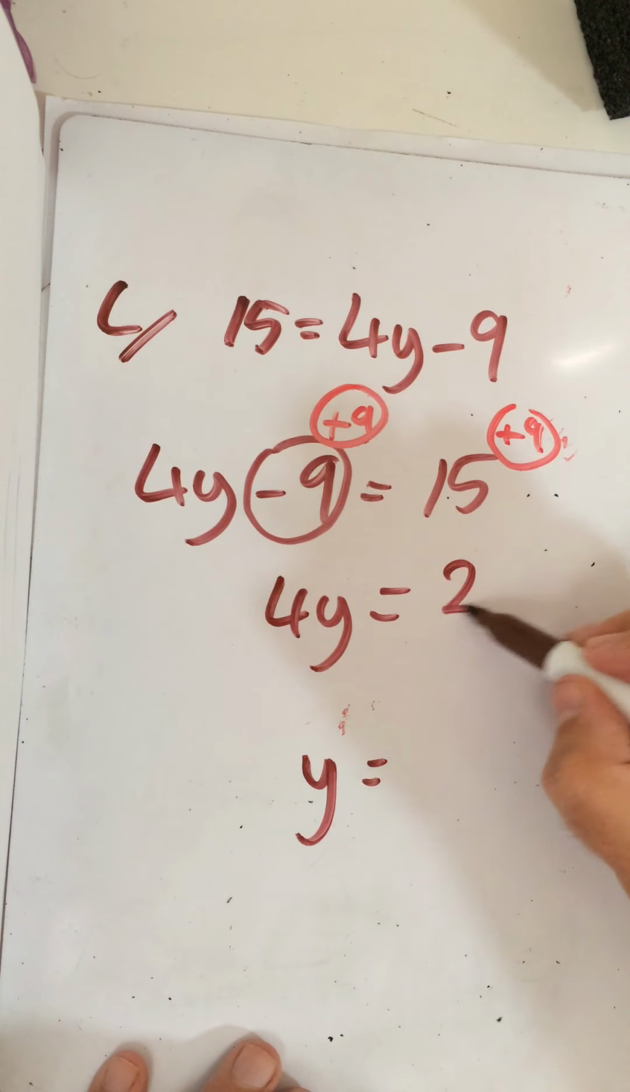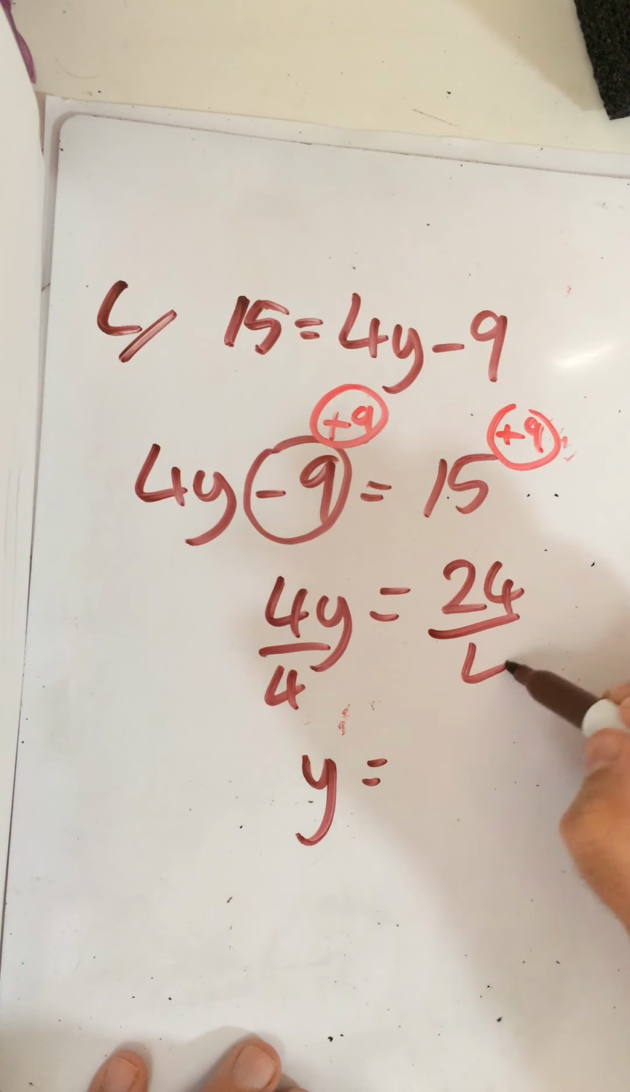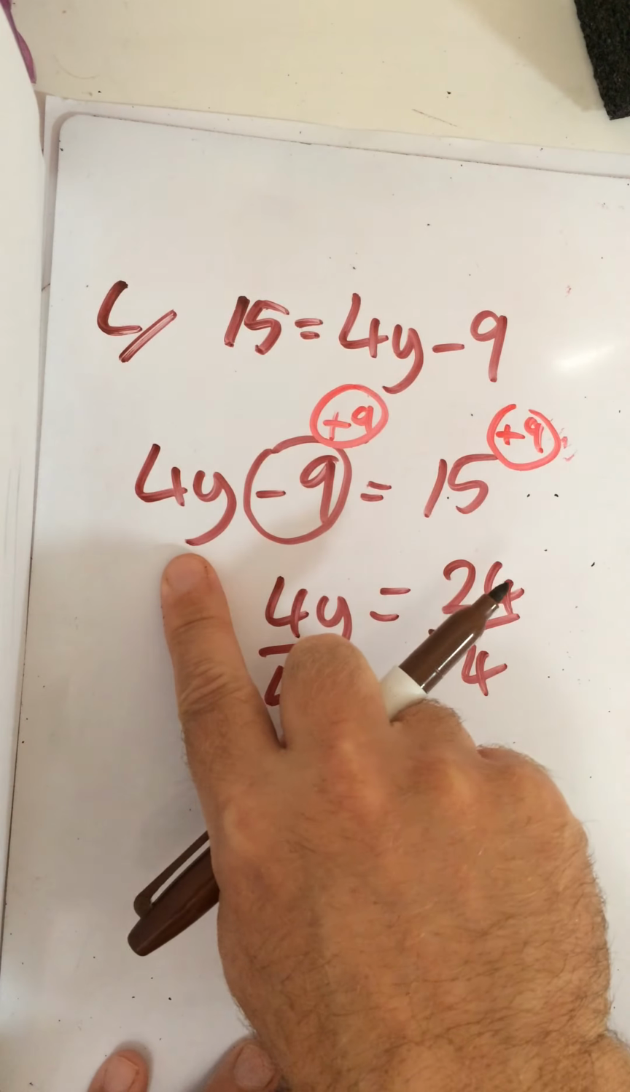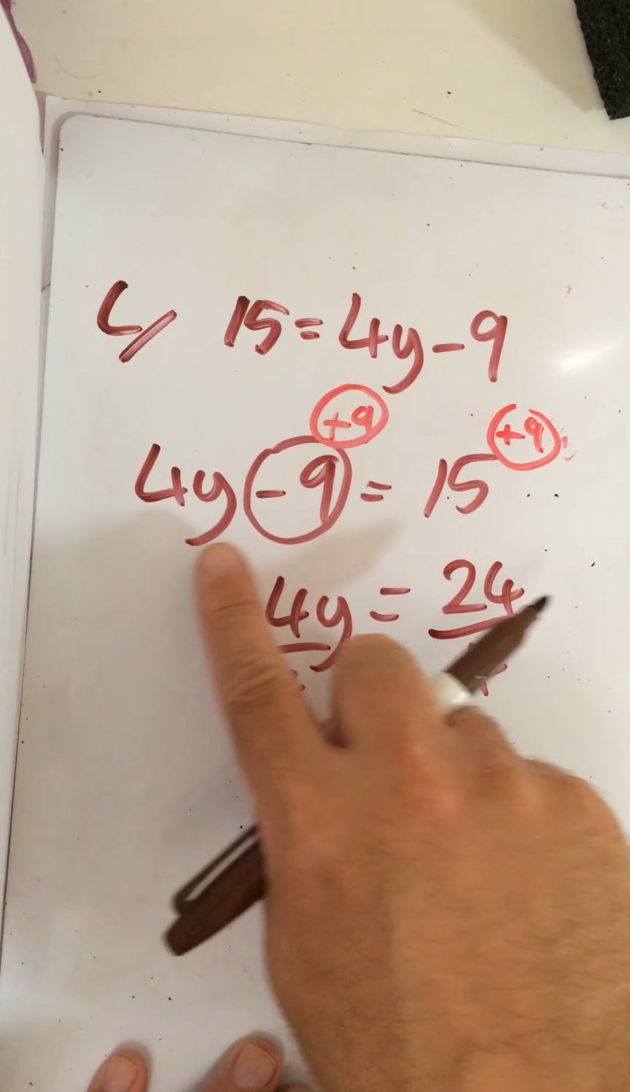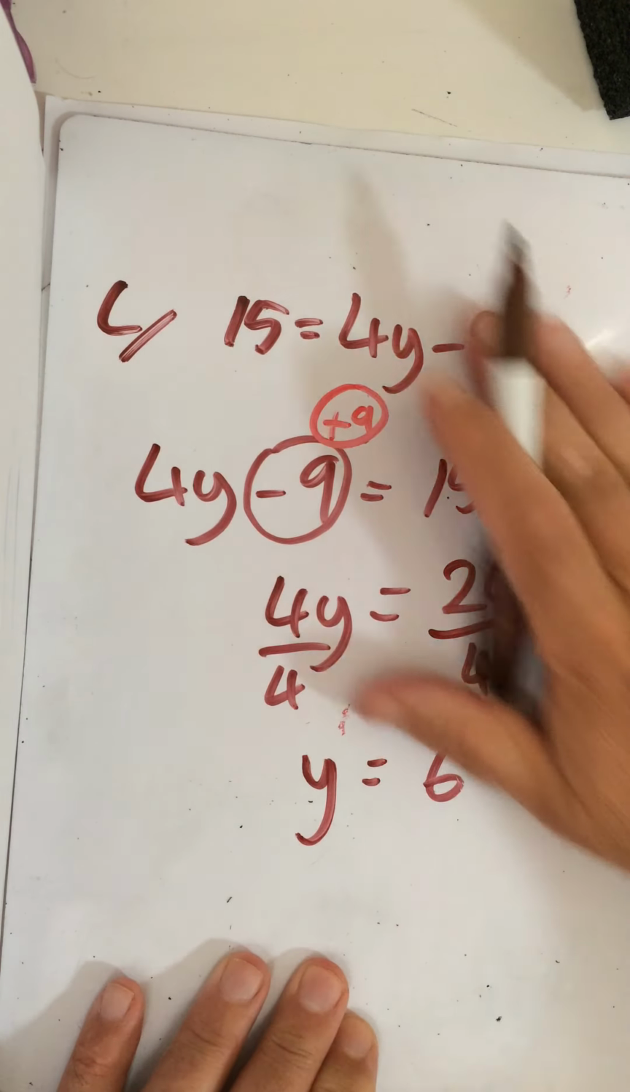4y is equal to 24. Divide them both by 4. And then we get y is equal to 6. 24 take away 9 is 15. Yep, that's correct. Right, okay, good.